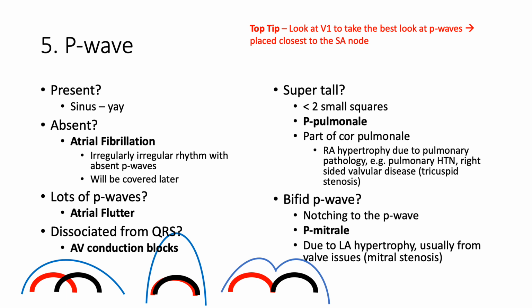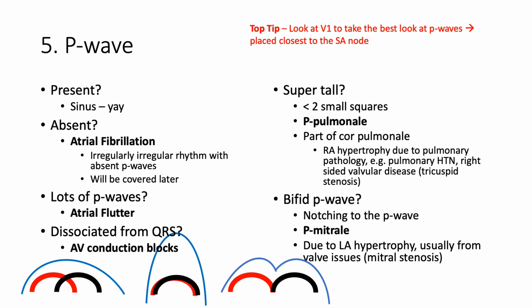And it essentially results in right atrium hypertrophy. So if you've got high blood pressure in your pulmonary system, that can cause it, or any right-sided valve issues. So if we have a look over here, this is our normal ECG.